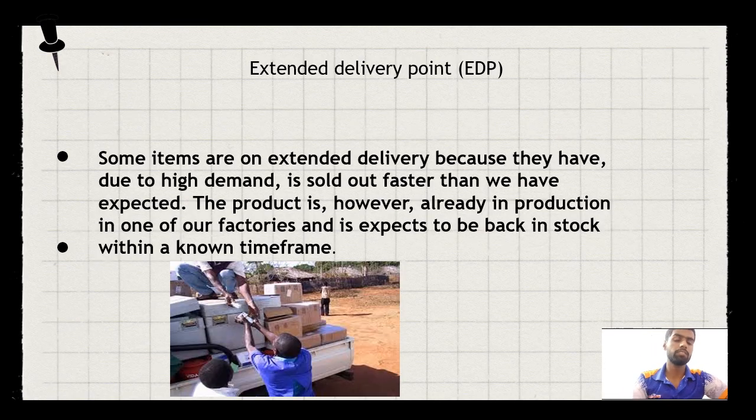So the next slide is extended delivery point. The definition of extended delivery point: sometimes there is an extended delivery because, due to high demand, we sold out faster than we expected. The product is however already in production in one of our factories and is expected to be back in stock within a known time frame.